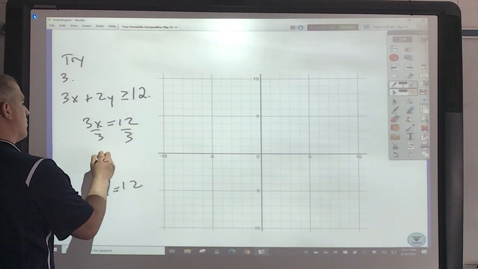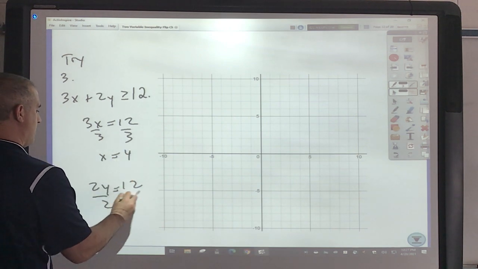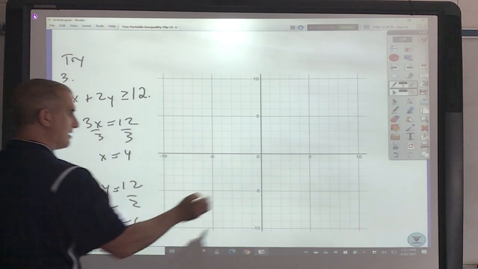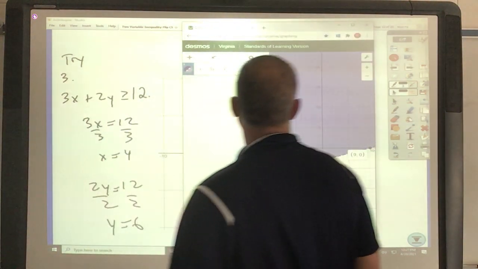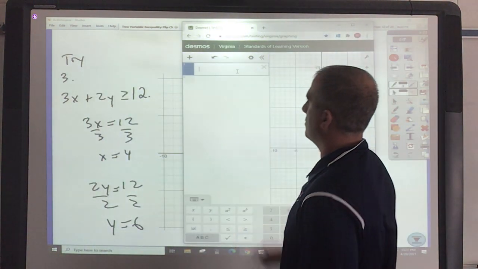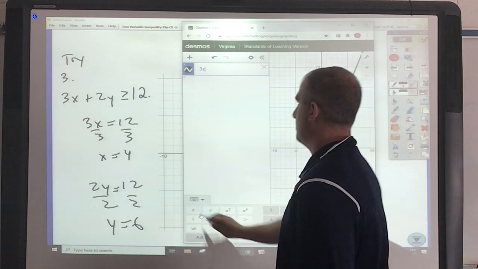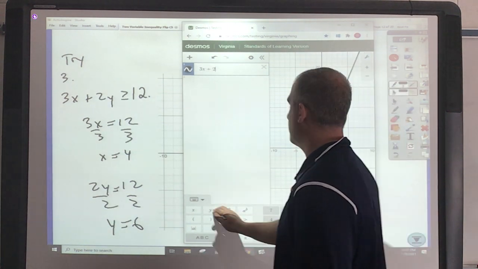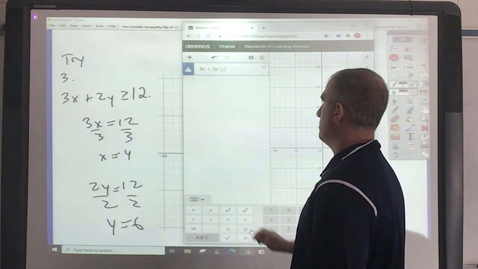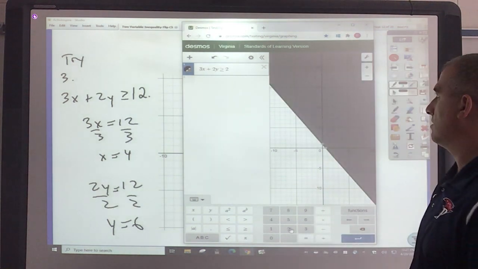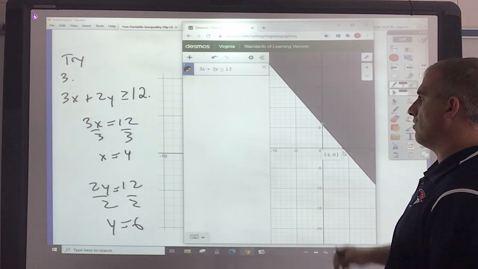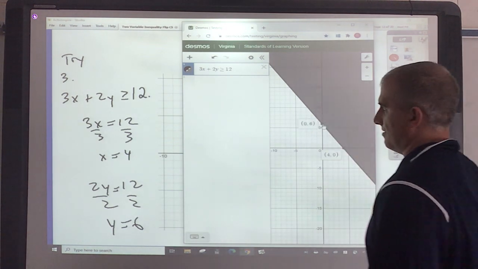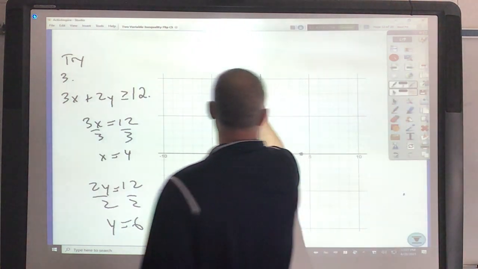Should have one at 4, and I should have one at 6. So 4 and 6. Okay? Let's take a look at this. I got 3x plus 2y greater or equal to 12. Okay? Dot at 4, dot at 6. I'm good. Okay, this is a solid line.